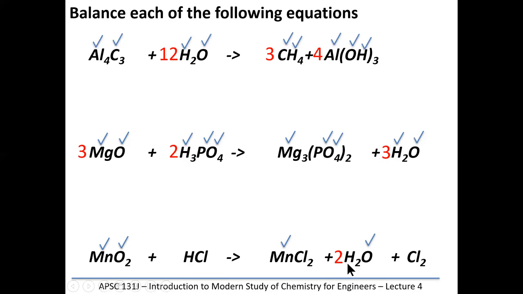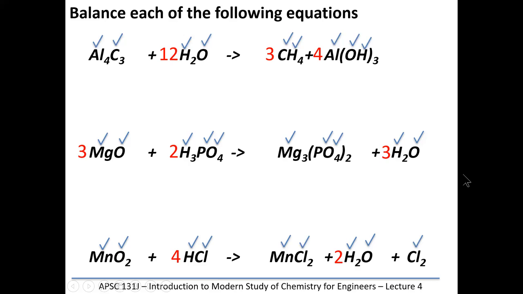I'm gonna balance 4 hydrogens by putting a 4 in front of the HCl. Hydrogens are now balanced. So the last thing we do is balance the chlorine. I've got 4 chlorines here. So when I check on this side, there's 2 here and 2 here. So we need a 1 in front of the Cl2. It's now balanced. So those are balancing equations.